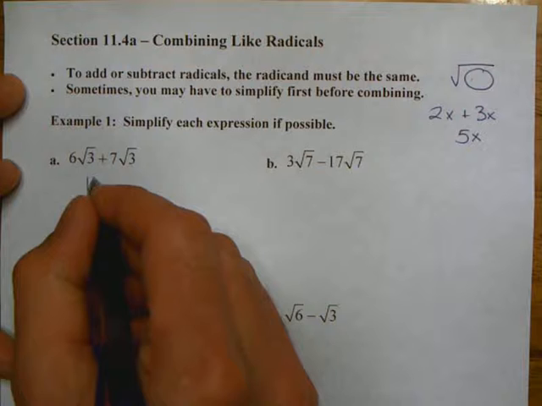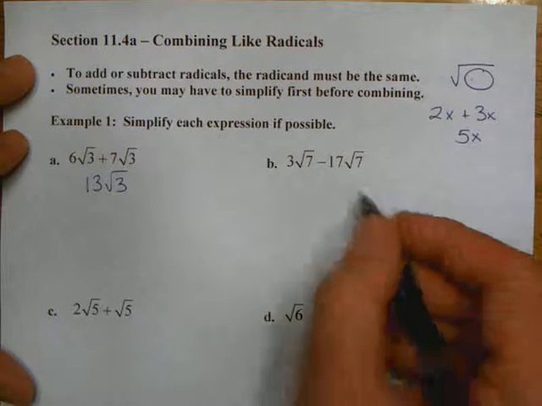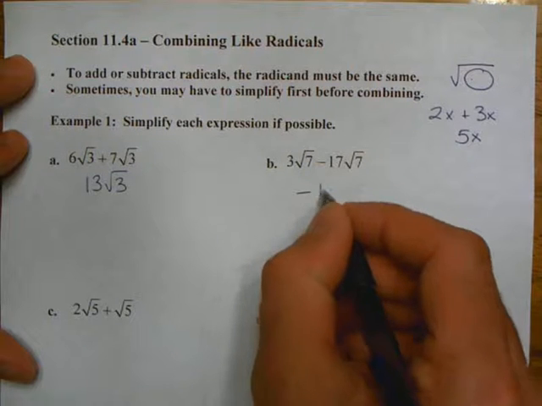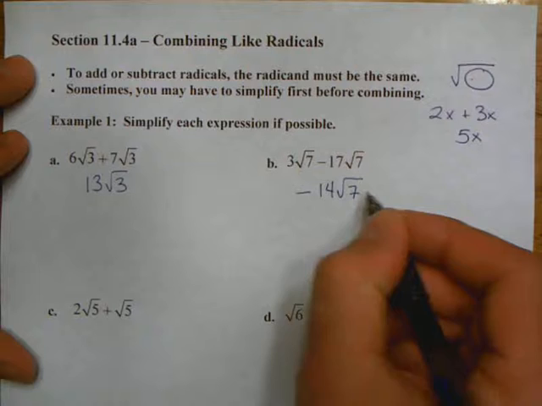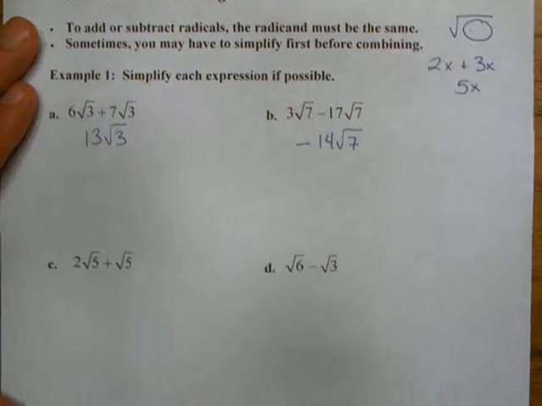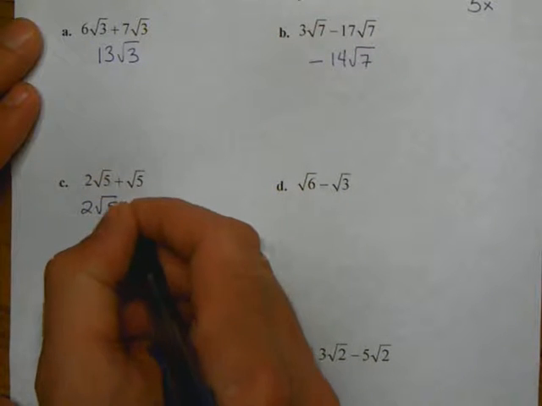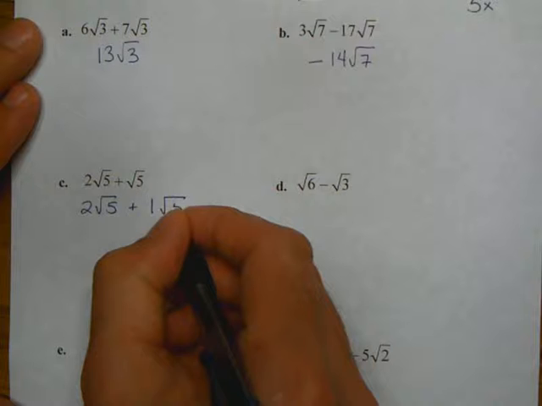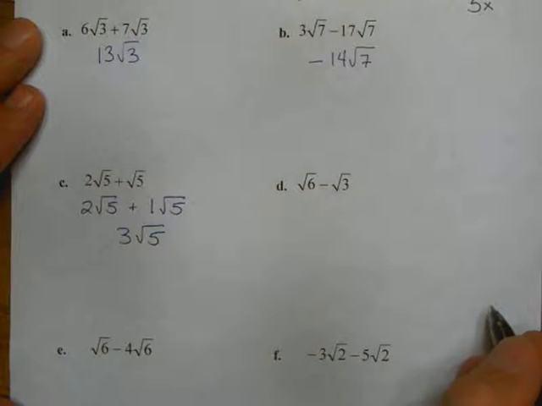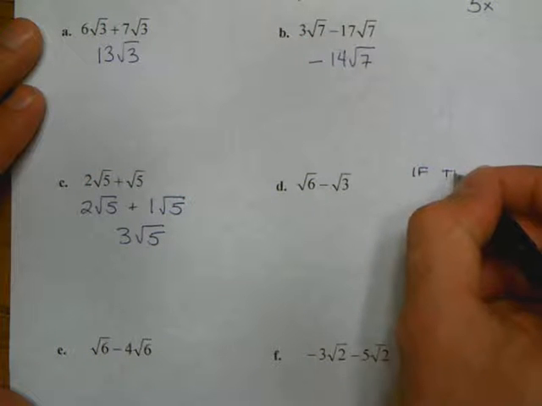So 6 root 3 plus 7 root 3 is 13 root 3. Our second one is very similar. 3 root 7 minus 17 root 7 is negative 14 root 7. In both cases, notice what's inside the radicand doesn't change. Our third example, example C, we have to remember that a square root of 5 is really 1 square root of 5, so when we add them together, we get 3 square roots of 5.